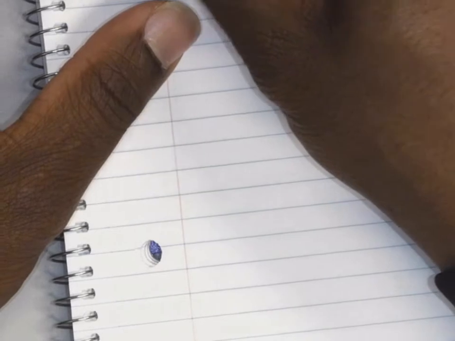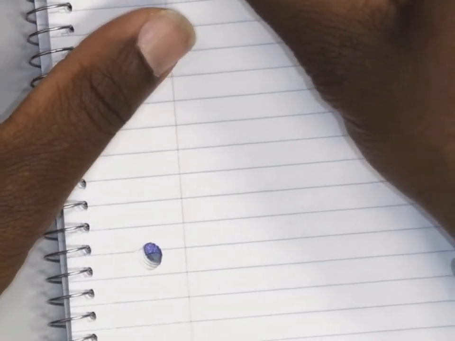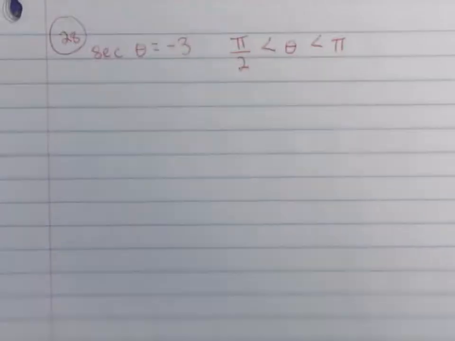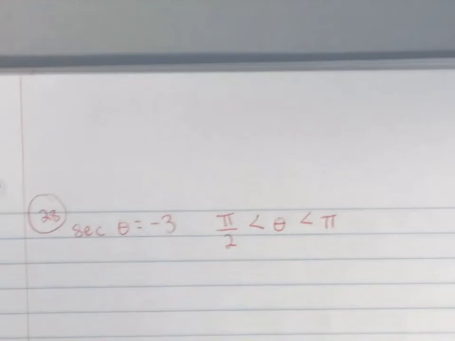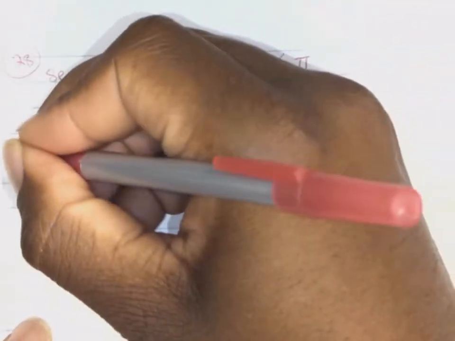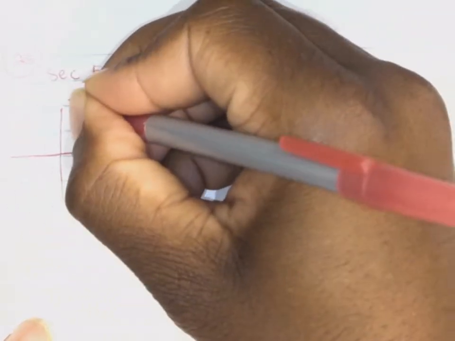So 28, similar setup. I'm given secant of theta equals negative 3, and theta is greater than pi over 2, and theta is less than pi. So this looks like quadrant 2. Right, if I draw it, this is pi over 2, this is pi, this angle is somewhere over here.